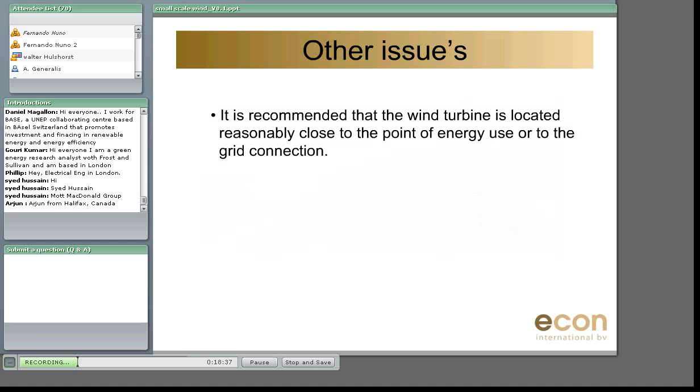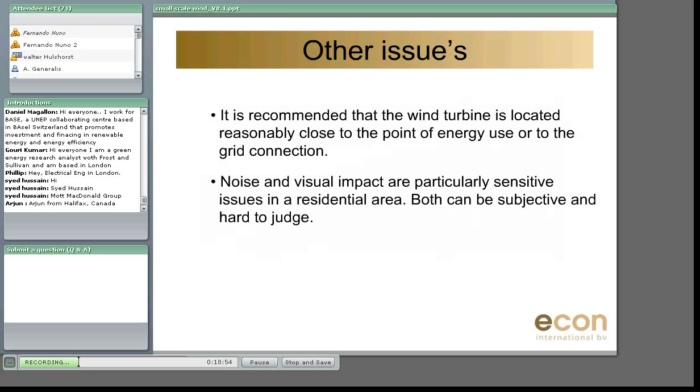There are also some other issues when you deal with wind turbines. Make sure that your wind turbine is located close to a point where you can use the energy which is produced by it, or close to a grid connection, so you can feed your electricity back to the grid. Be sure that if you want to use a small wind turbine within an urban area, noise and visual impact are also topics which you have to deal with.